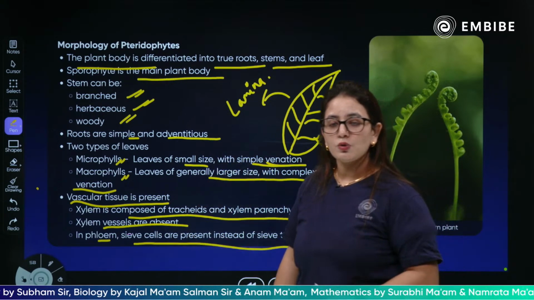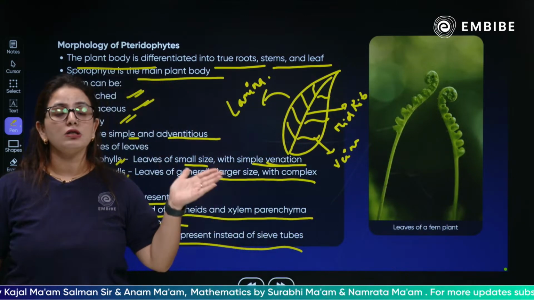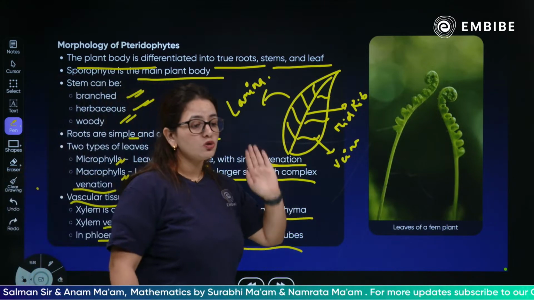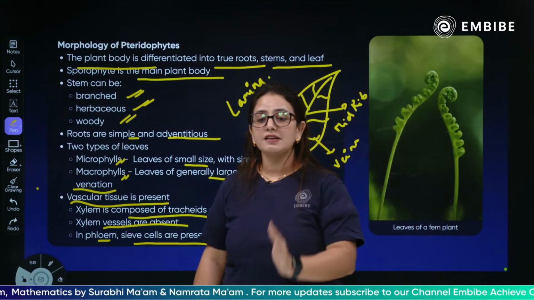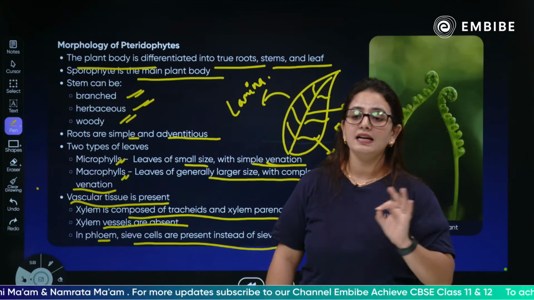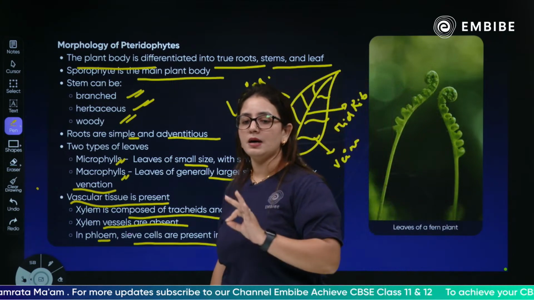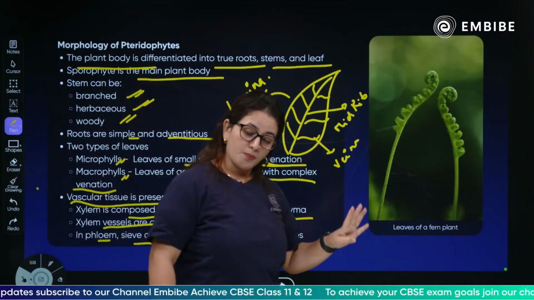Next, there is a vascular system present, there is xylem and there is phloem also. The xylem does not have vessels, while the phloem has sieve cells and sieve tubes. Xylem has tracheids and xylem parenchyma. You know, children, there are four components of xylem and four components of phloem.